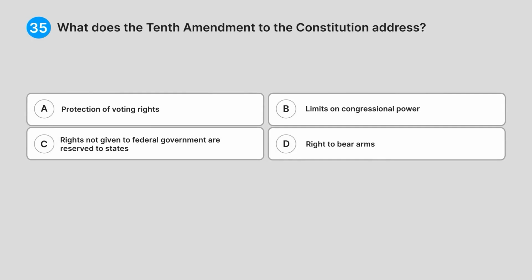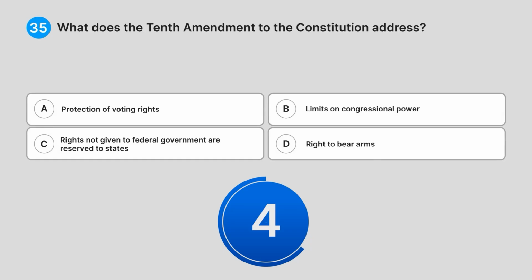35. What does the 10th Amendment to the Constitution address? A. Protection of voting rights. B. Limits on congressional power. C. Rights not given to federal government are reserved to states. D. Right to bear arms. What do you think is the answer?